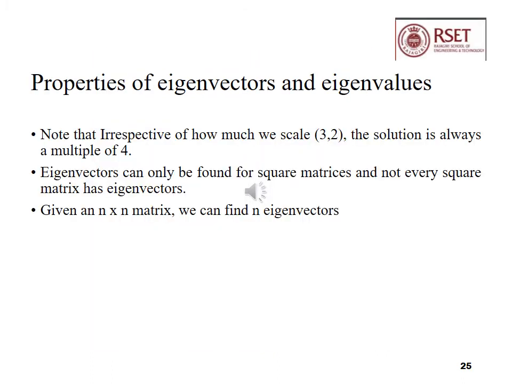Next are the properties of eigenvectors and eigenvalues. Note that irrespective of how much we scale, the solution is always a multiple of the vector, as we already explained. Eigenvectors can only be found for square matrices, and not every square matrix has eigenvectors. Given an n by n matrix, we can find n eigenvectors.